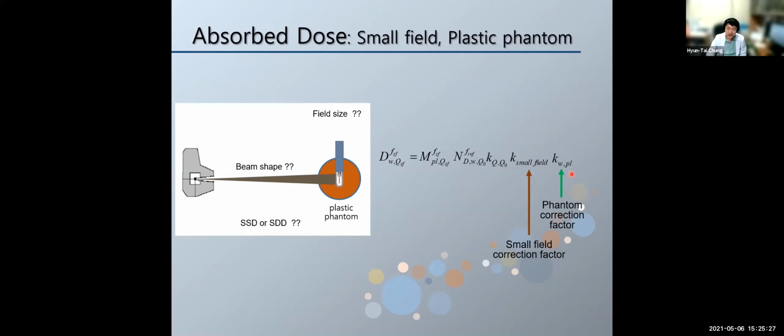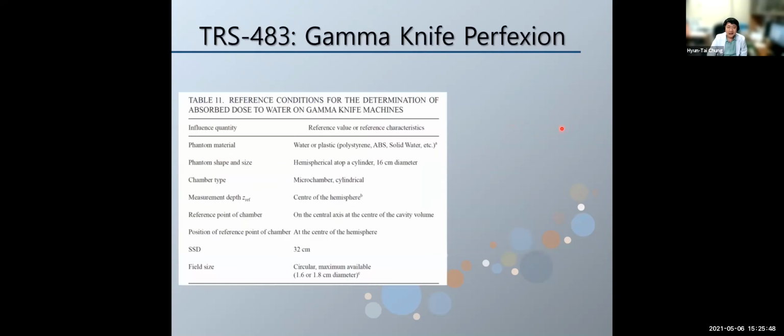Because it is too complicated, they combine these factors into one, and they use the same notation. So please don't be confused. So this is the MSR correction factor for gamma knife, which was given in TRS 483 and in many other papers. So now let's understand how to do that.